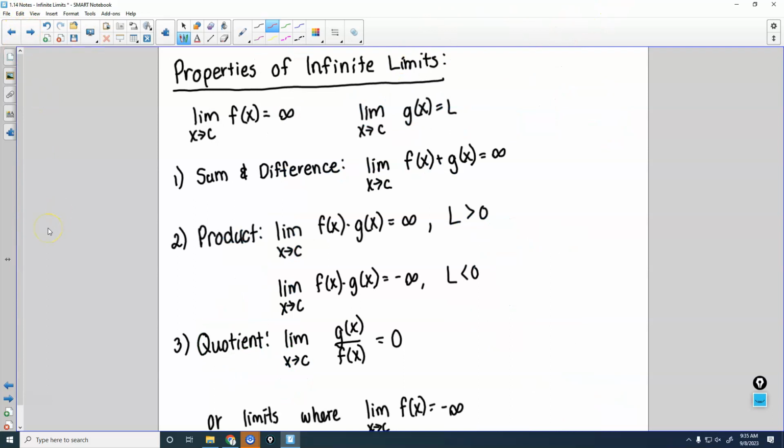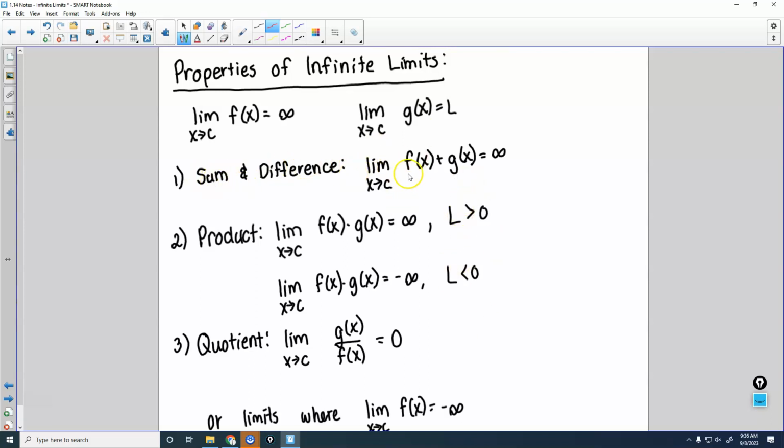Let's continue on. Okay? Some properties of infinite limits. If I know that the limit of f as x approaches c is infinity, and the limit of some other function has a value L. So L could be anything. It could be 7, it could be 10, it could be negative 300, whatever. Actually, I think L does have to be positive here. No, they even put a condition here.